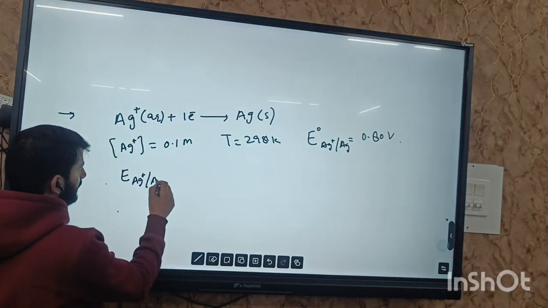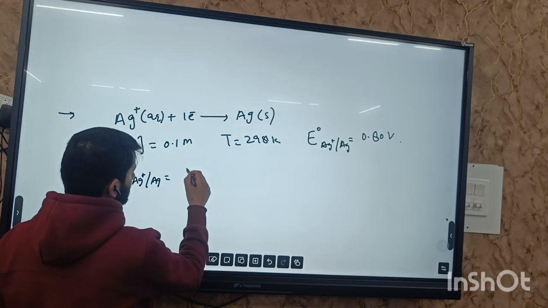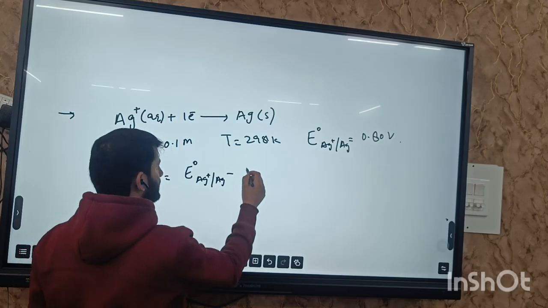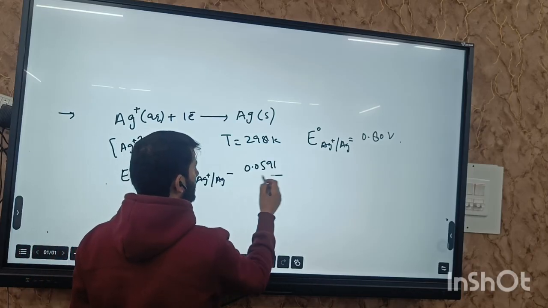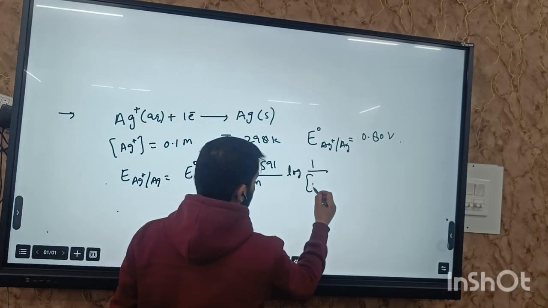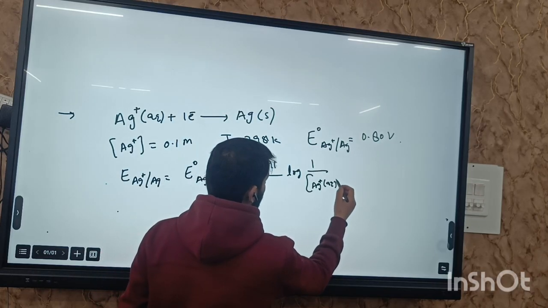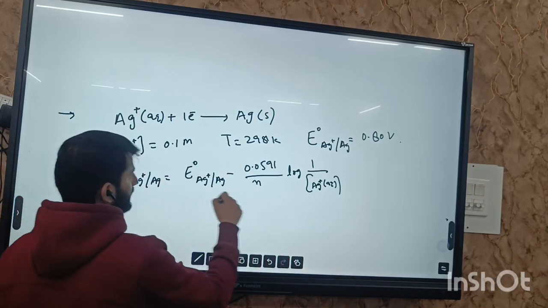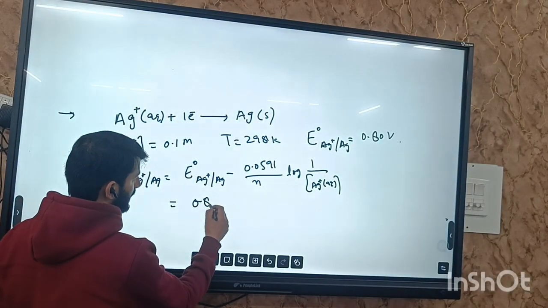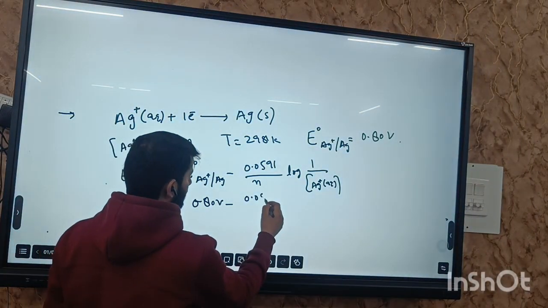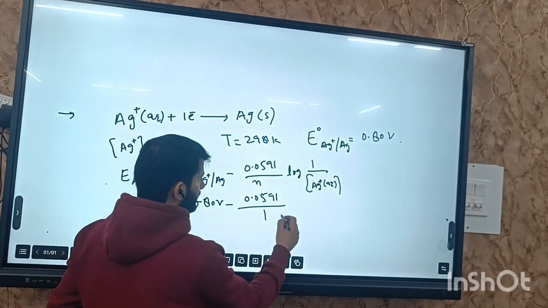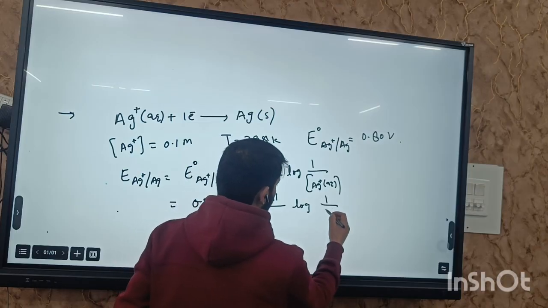So what will E be equal to? For Ag positive to Ag, it will be E naught of Ag positive to Ag minus 0.0591 divided by n, log of 1 by the concentration of Ag positive in aqueous state. The stoichiometric coefficient is 1, so there is no need to write it. Now you can use these values. Here it is 0.80 volt minus 0.0591. How many electrons are being transferred? 1 electron. So it is divided by 1, log of 1 by 0.1.